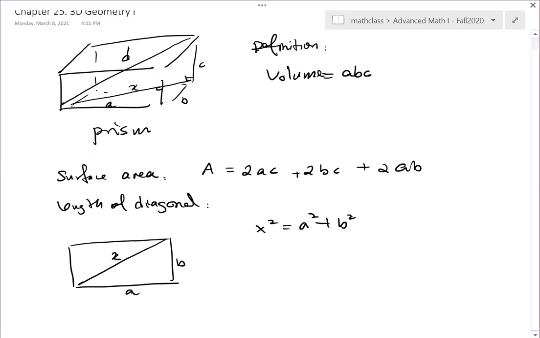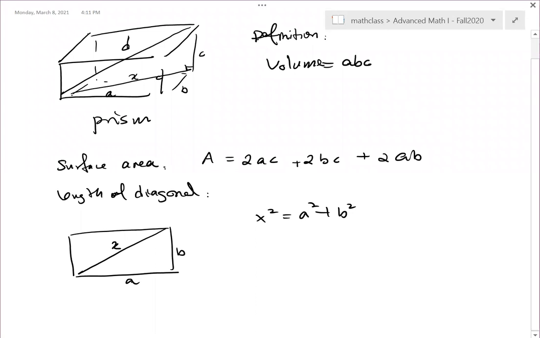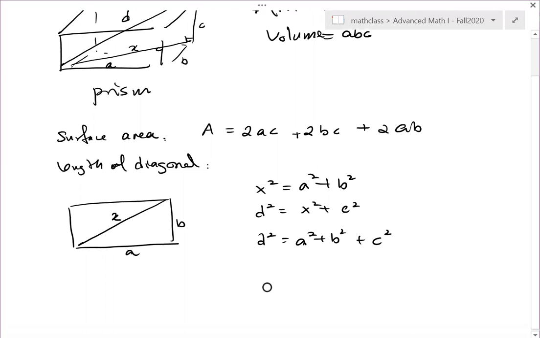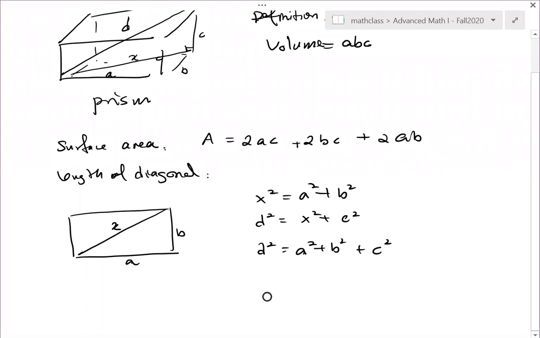That's the Pythagorean theorem. But there's also a right triangle standing vertically. The bottom is x, the side is C, and the hypotenuse is D. So D squared equals x squared plus C squared. So clearly D squared equals A squared plus B squared, plus C squared. This is actually a three-dimensional Pythagorean theorem. All right, that's all we need to know about the rectangular box.